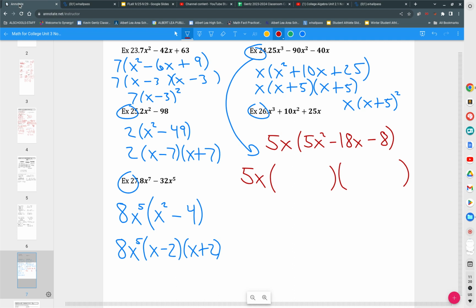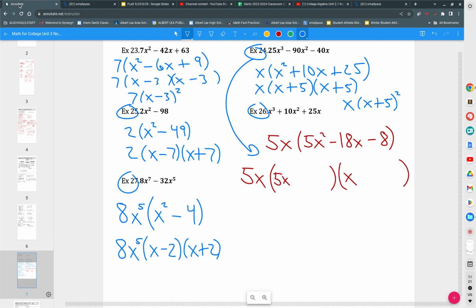What two things multiply to 5x squared? A 5x and a 1x. Nothing else multiplies to 5x squared, so I know it has to be a 5x and a 1x. There are no numbers that add to negative 8 that multiply to negative 18. When you have a number out front like a 5, those factoring rules go out the window. We've got to just simply try things and see how they work.